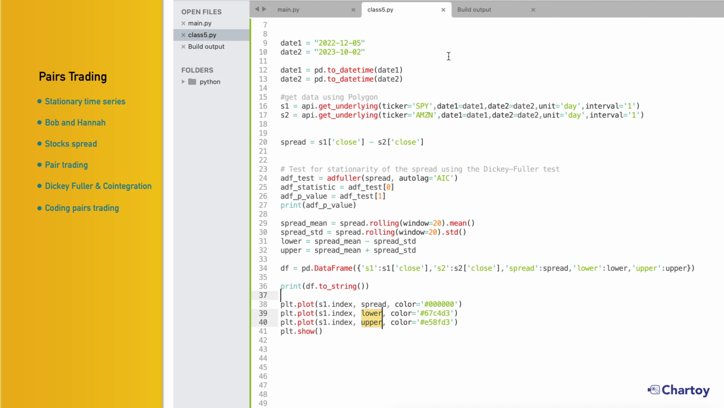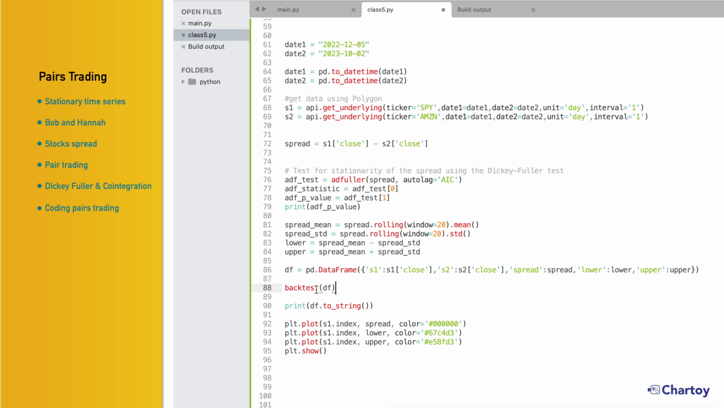So let's now try to create some sort of backtesting function, backtest, and we give it a data frame. We want to check if our strategy works. So we will give the backtest function the data frame, which has the prices of S1 and S2 and the spread. And it also has the bands, the lower band and the upper band. And we are going to try to create signals based on that.